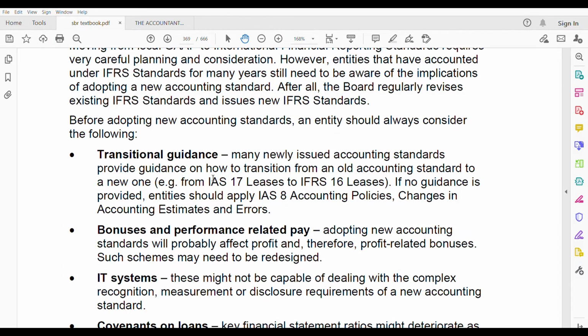For example, IAS 17 on leases was changed to IFRS 16. If no guidance is provided, entities should apply IAS 8. IAS 8 is a very important standard because it relates to when you change your accounting: change in accounting policy, change in accounting estimate, and error. If no guidance is there, you apply IAS 8.